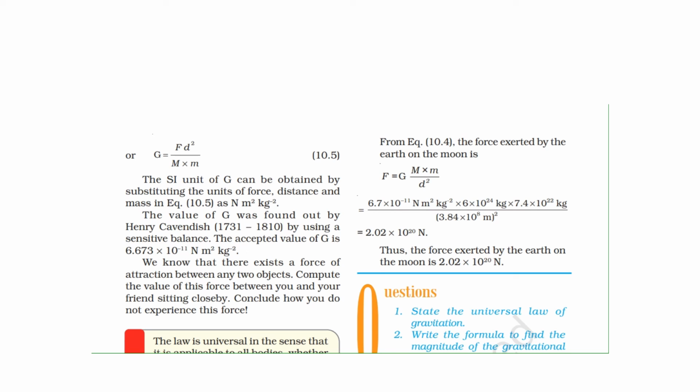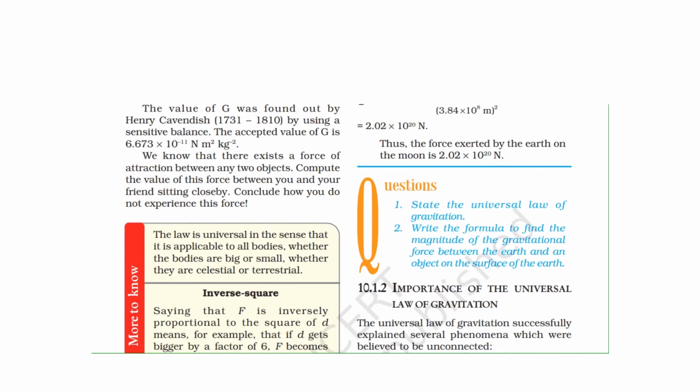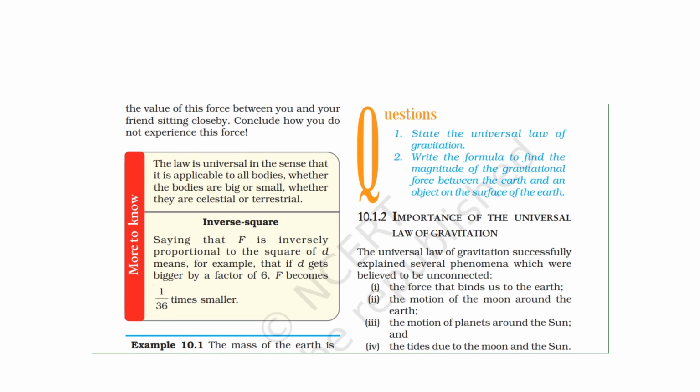We know that there exists a force of attraction between any two objects. Compute the value of this force between you and your friend sitting close by. Conclude how you do not experience this force. The law is universal in the sense that it is applicable to all bodies, whether the bodies are big or small, whether they are celestial or terrestrial.